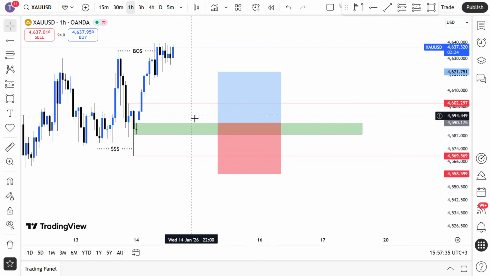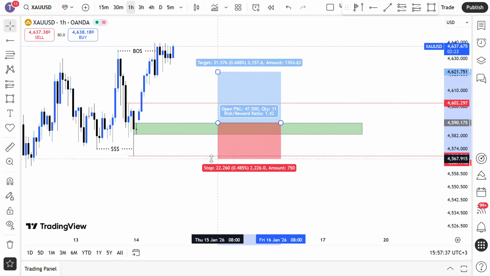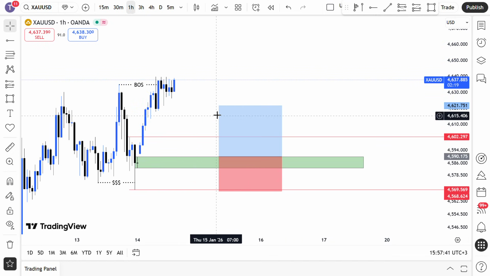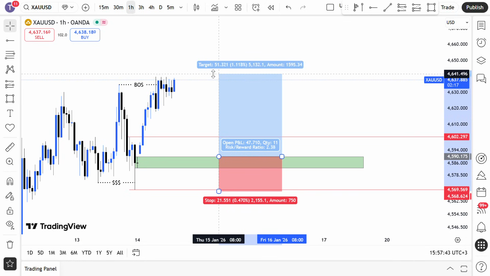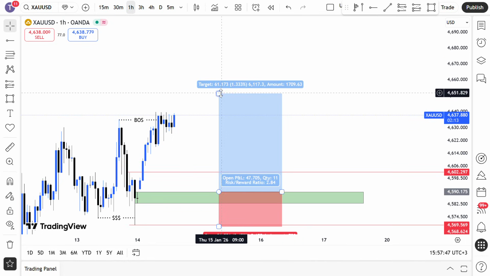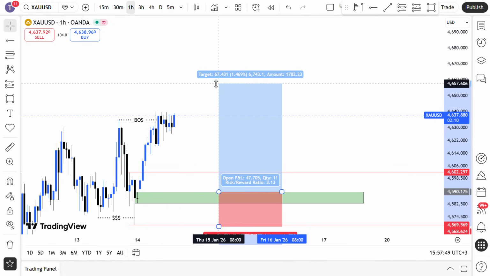Order block, and then the stop loss below that order block, the 4 hour order block, and then my first take profit will always be a 1 to 3 ratio, and that will be around here, up here.